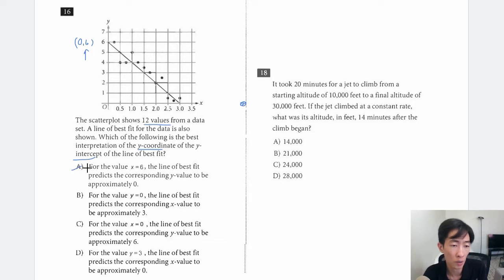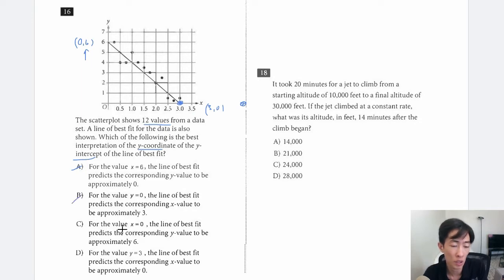For the value y equals 0, that's down here, the line of best fit predicts the corresponding value to be approximately 3. So yes, when y equals 0, the corresponding x value is 3. That is true because this is 3, 0. However, that's not what the question is asking. The question is asking, what's the best interpretation of the y-coordinate of the y-intercept, which is up here, not down there.